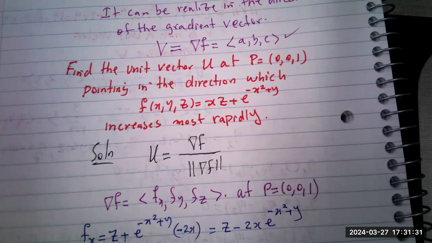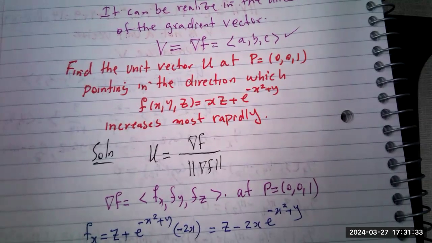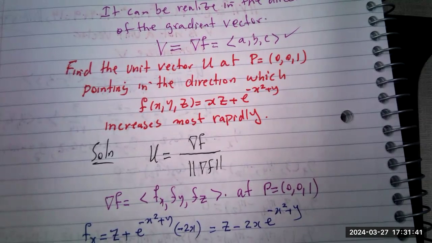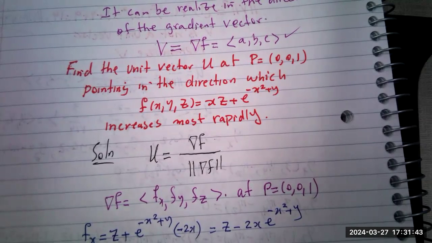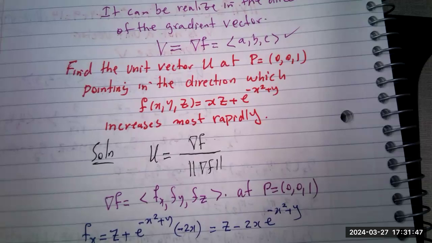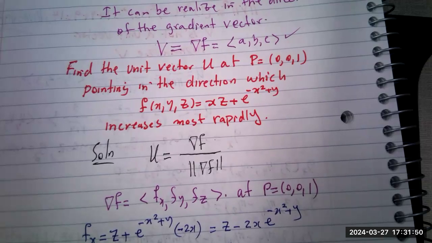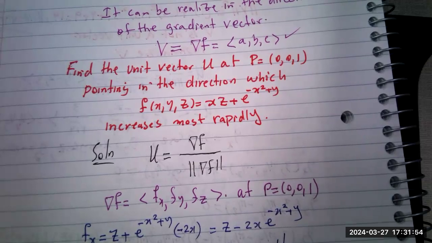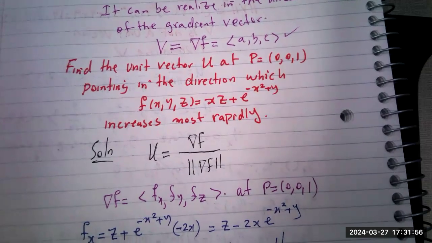So let's do it at the point. f sub x at the point (0, 0, 1): x is 0, y is 0, z is 1. Because this x is 0, it's going to be 1 minus 2 times 0, which is 1 minus 0, which is 1. That is f sub x. Question?